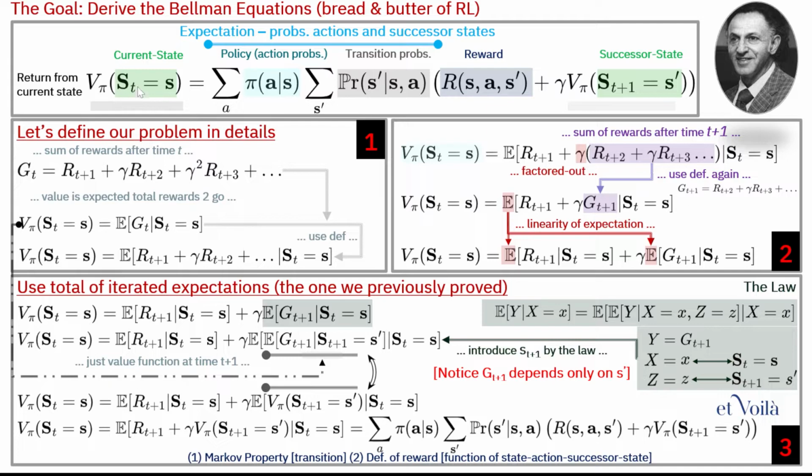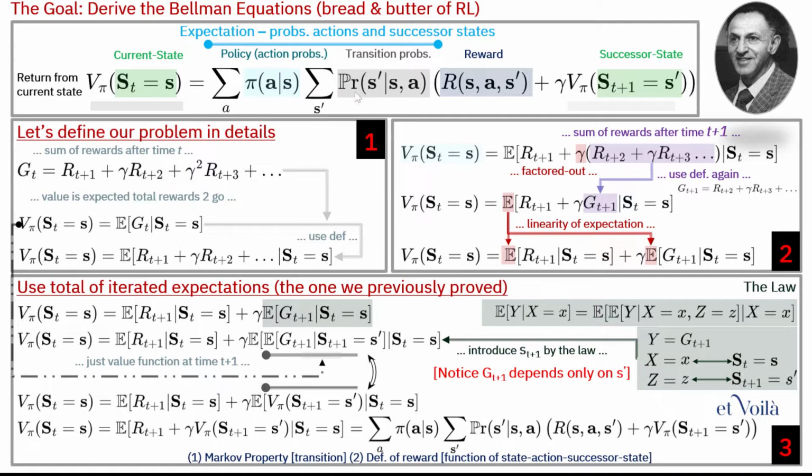So we have a current state, which we call S_t. The big S_t means it's a random variable, and we set that to some state s. So we are in some state s. The value of this state, which is the reward you will get in the future for this specific state, is nothing but the expectation of the immediate reward you would get plus the value of the successor state.